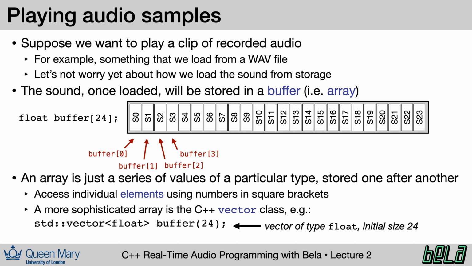There are other ways to work with arrays. In C++, a more full-featured version of the array concept is a data structure called a vector. Notice that this is declared std::vector, and then the type in these angle brackets.